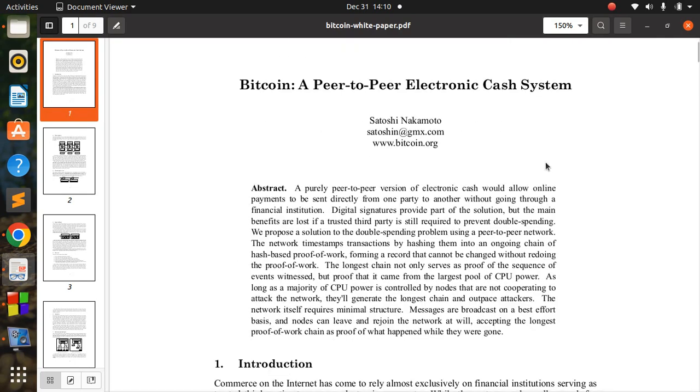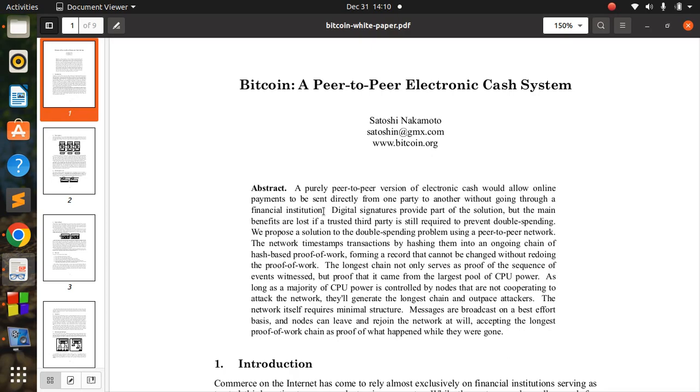All right, so you could see a peer-to-peer version of electronic cash would allow online payments to be sent directly from one party to another without going through a financial institution. Remember I talked about the third party in the blockchain. The aim of blockchain is to eliminate this third party. I spoke about that there.